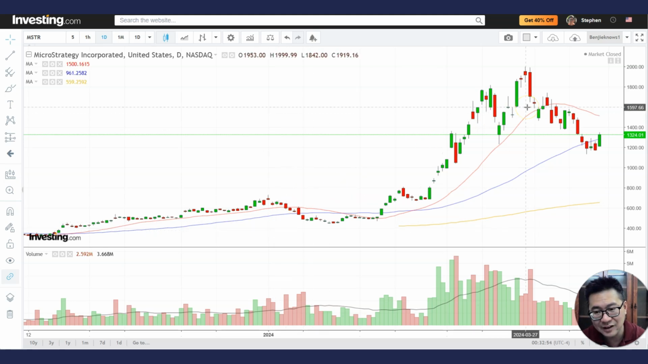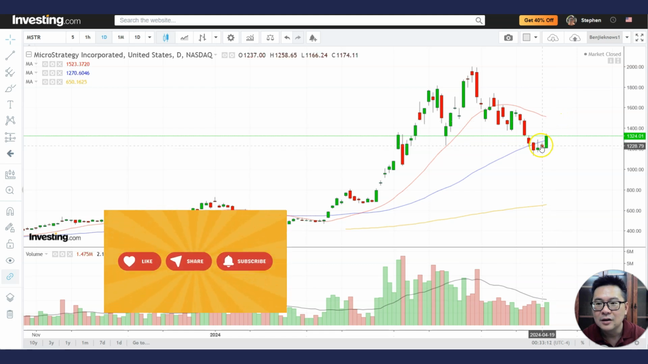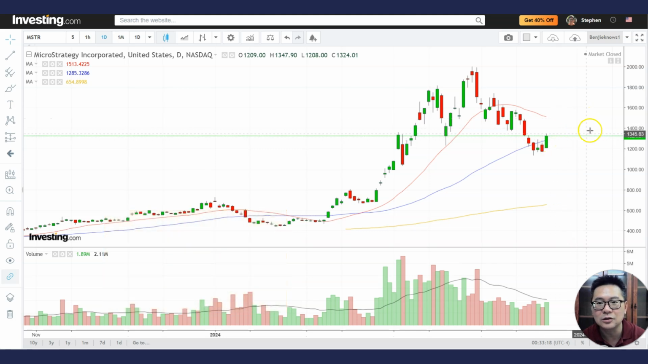Let's take a look at MSTR, MicroStrategy, and let's see what the stock is doing. So yesterday it kind of found support at the 50 MA, so this will be a very important area for it. And if it's able to hold here, then maybe we can see a rise, or maybe rise up and make a double bottom. That would be the best to form a bottom in the short term.